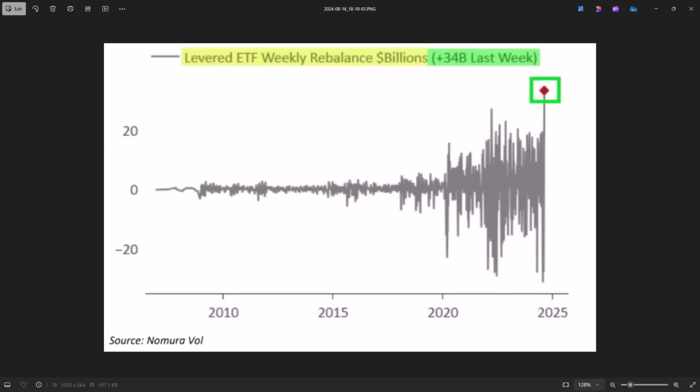And this is why, people always say, well, what is this telling me? It's very difficult for me to see how this does not continue to some extent. And I'm just going to show you this. This is where we sold out. This is where you are now. Levered ETF weekly rebalance is 34 billion.